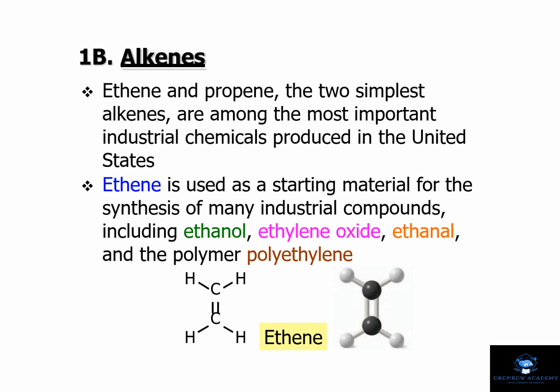So if we date back to biology in senior high school, you could see that ethylene is an agent for fruit ripening. It's a very, very important chemical. The industrial synthesis of these alkenes occurs through steam cracking of petroleum.